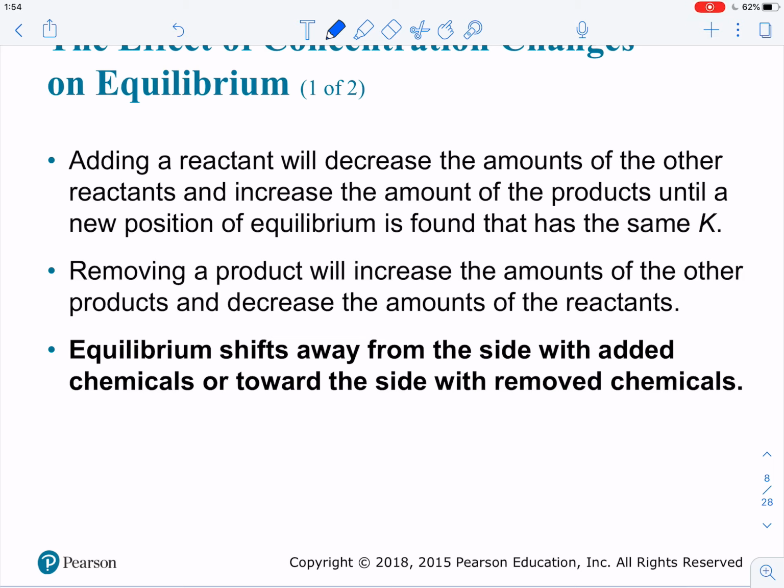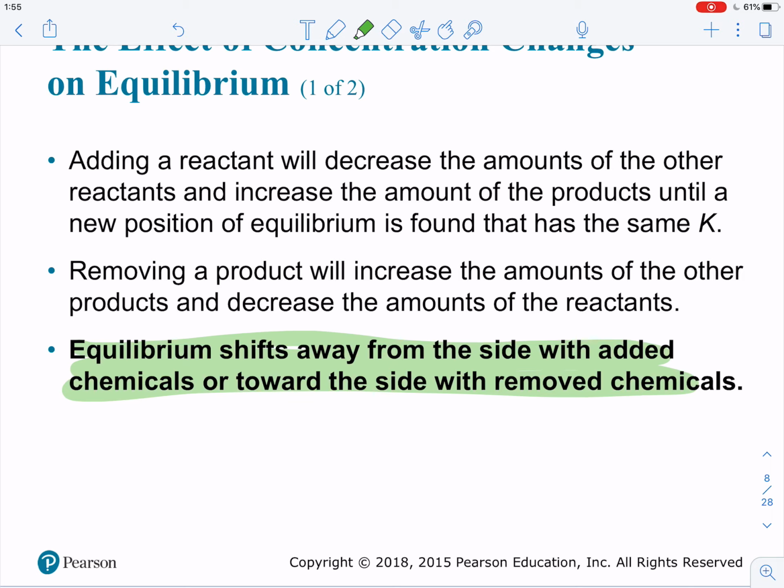So we can summarize everything that we have said. It could be reactants, it could be products, it could be that you are adding more of any of those, or that you are removing some of those. We can summarize this by saying that the equilibrium will shift away from the side that you are adding, and it will shift towards the side in which you are removing.